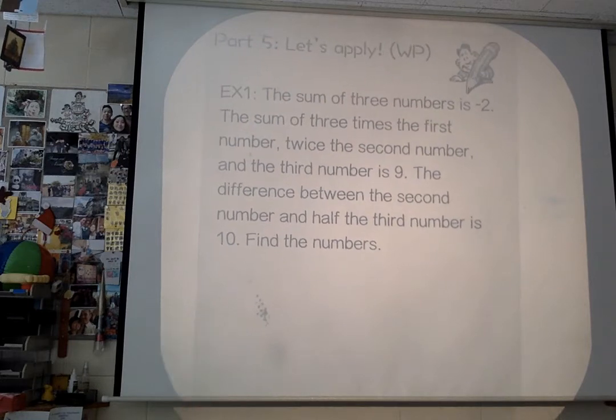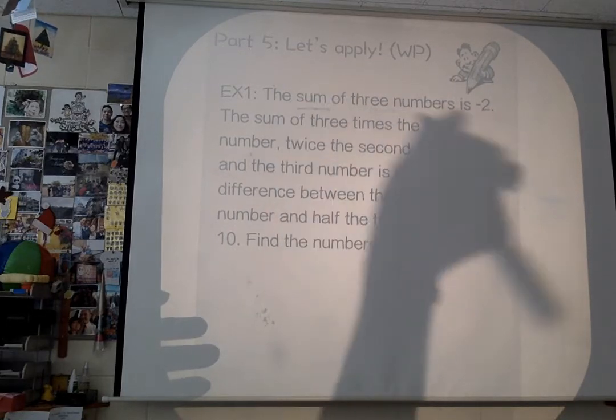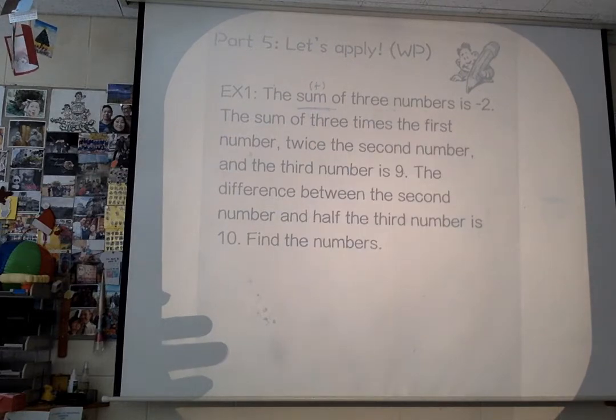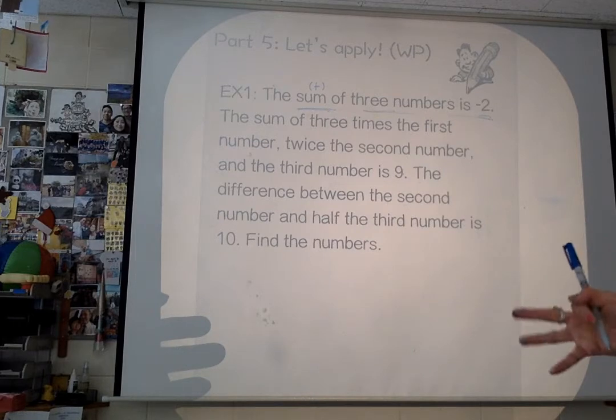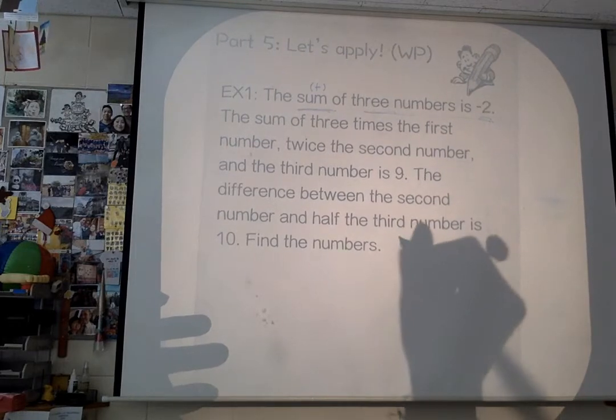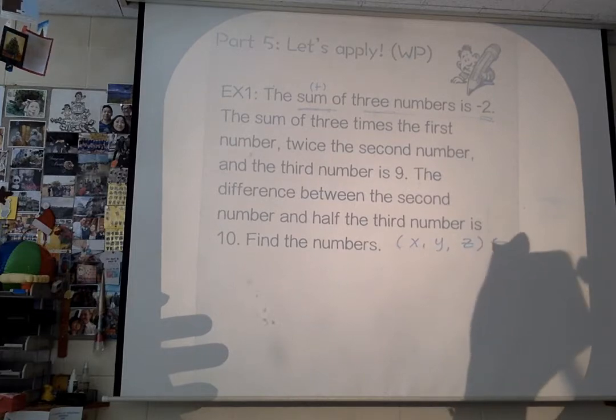Let's read this question together, and as we read, underline keywords. The sum of 3 numbers. Sum, okay, of 3 numbers. We know that means plus, right? 3 numbers is negative 2. So we know there's 3 numbers involved that we need to find. If you want to use x, y, z, sure, x, y, z. This is our goal, okay?